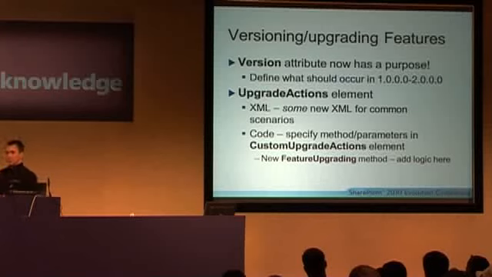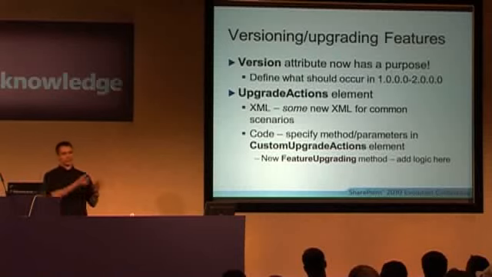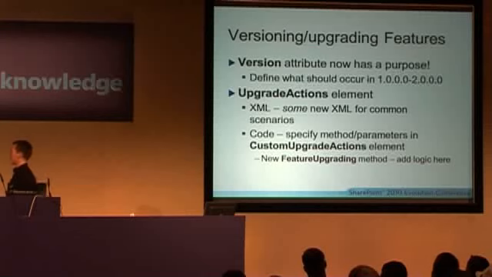The place where that code lives is the new feature upgrading event. So that's going to be the difference between your feature receivers in 2007 and 2010: this new method on the receiver class.